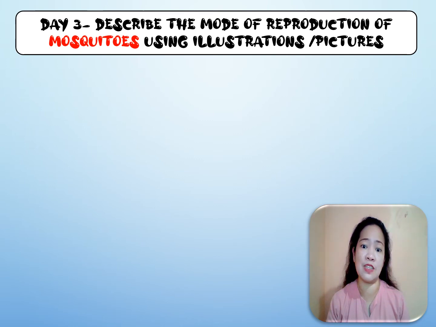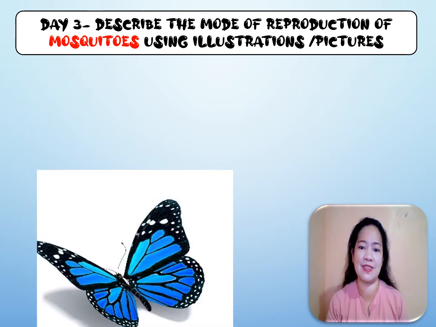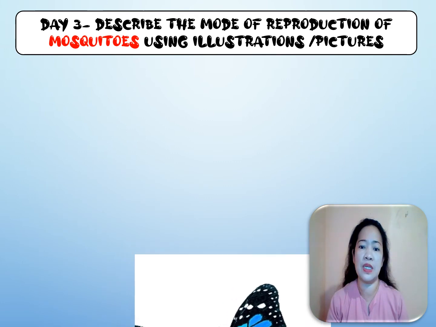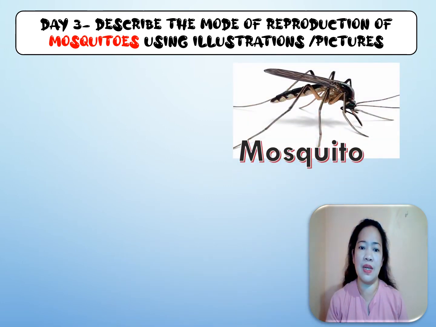In the previous lessons, you have learned the mode of reproduction of butterflies. Butterflies undergo internal fertilization. What about the mosquito? Let's find out today.